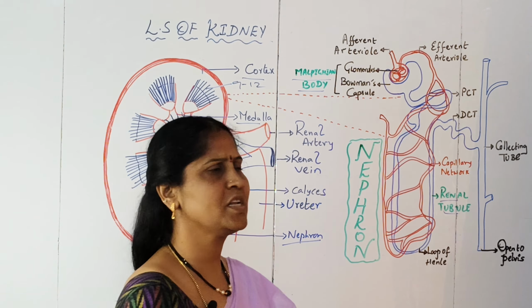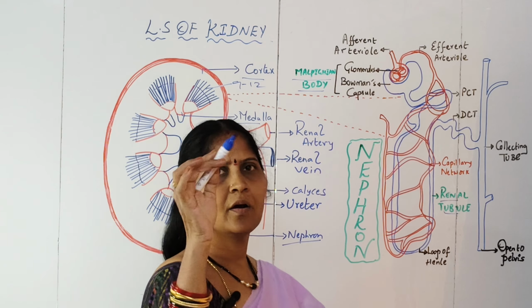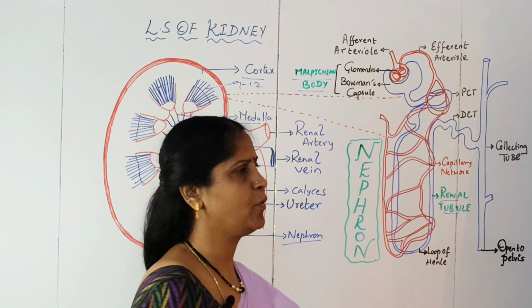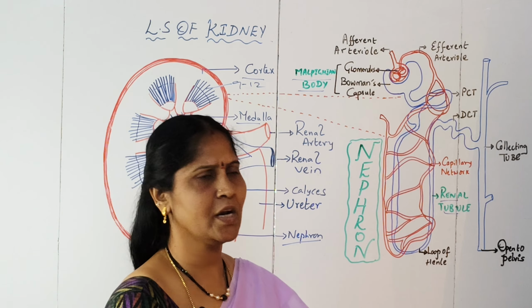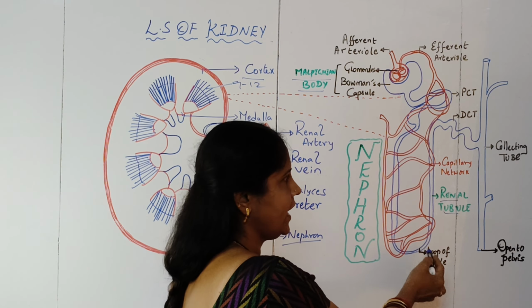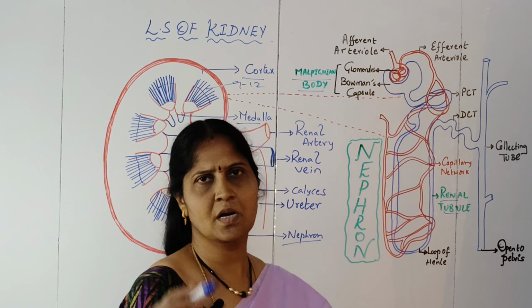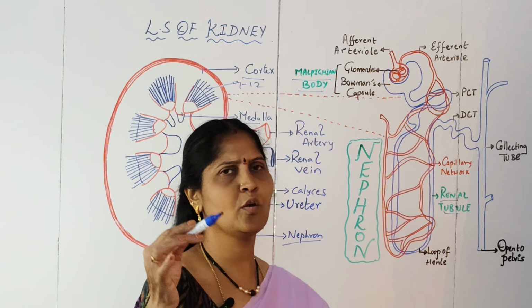The proximal convoluted tubule is nothing but the first bend, the blue bend you can see, the first bend in the nephron is called the PCT portion. The second bend portion is called the DCT or the distal convoluted tubule. So the renal tubule will have the PCT, DCT, and this long U-shaped structure that you are able to see in blue color, that is the loop of Henle. It is called the loop of Henle.